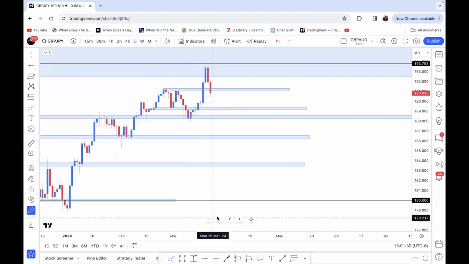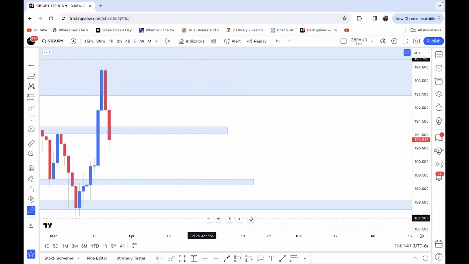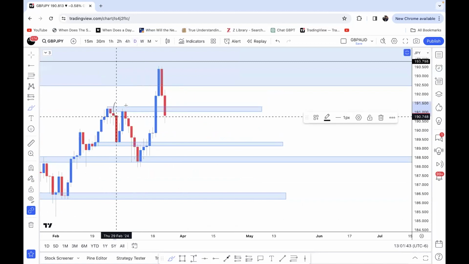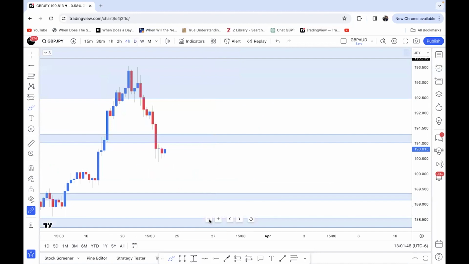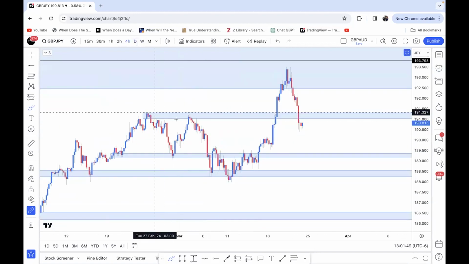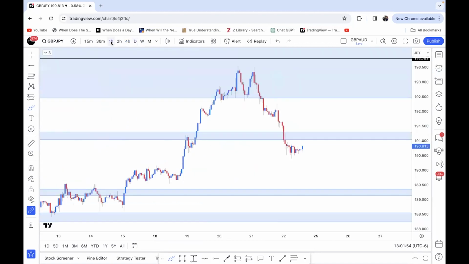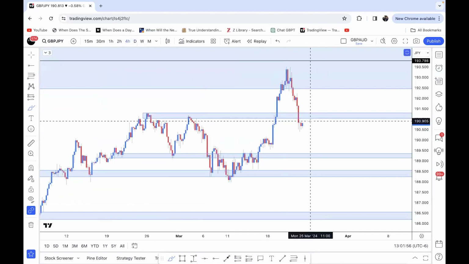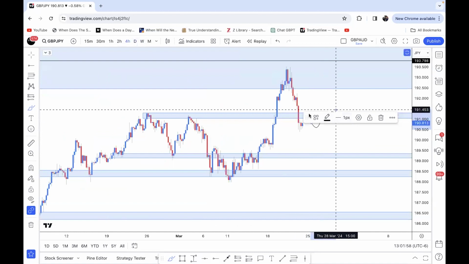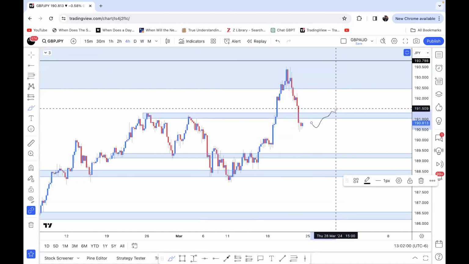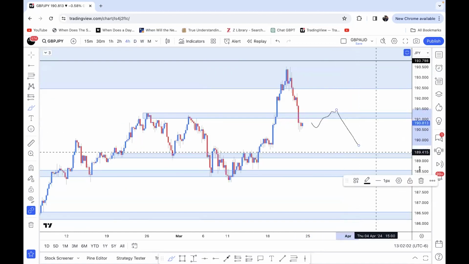Here on the daily, we also broke below this level of structure, which was a previous high, a previous top. The daily just closed below that. Also, if we look at the 4 hour, the 4 hour just closed below this zone. So I would like to look for a potential pullback, right? This could set up for another wave down.